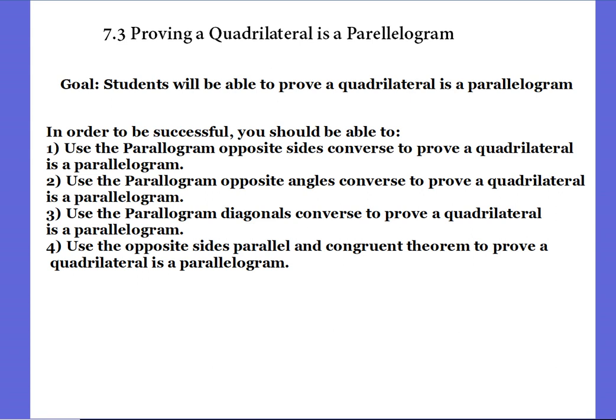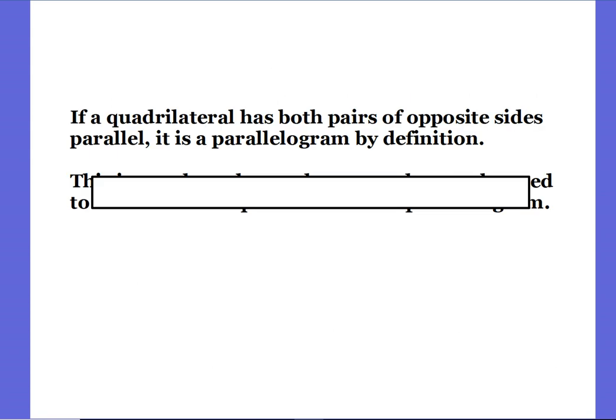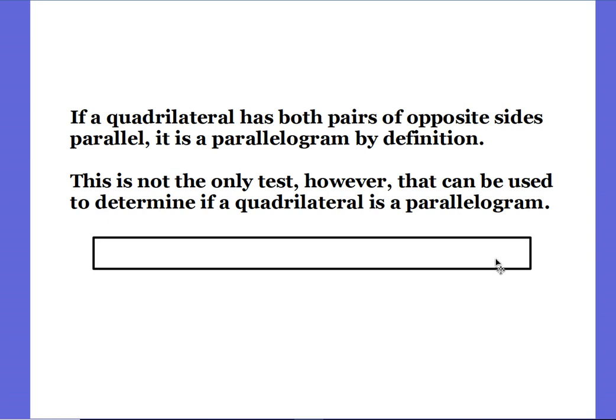So let's dive in. First and foremost, the definition of a parallelogram tells us simply that if a quadrilateral has both pairs of sides being parallel, that makes it a parallelogram. And that's what our definition tells us. But that's not the only way that we can determine if a quadrilateral is a parallelogram.